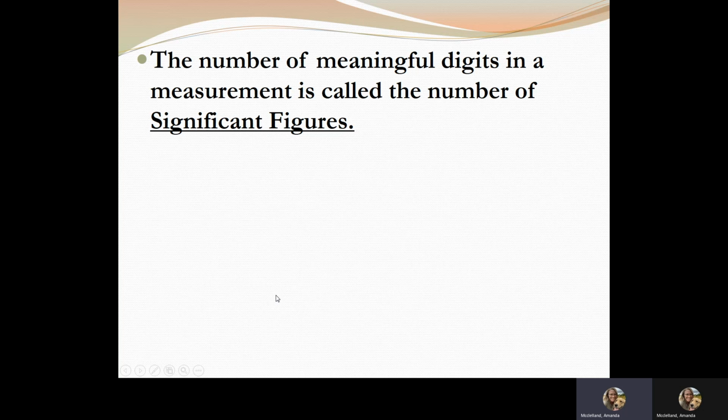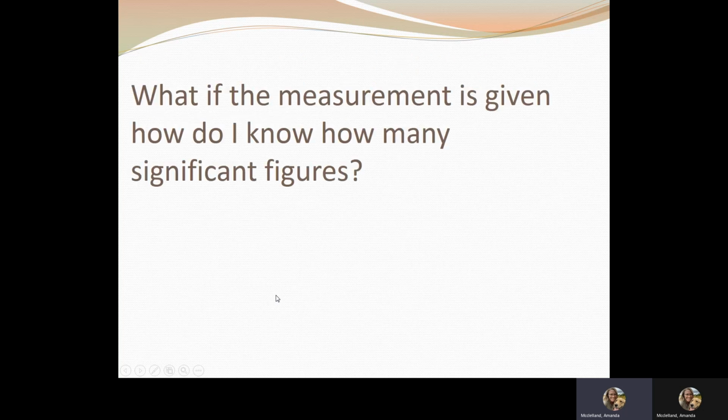Because here's the thing, I cannot report my answer more accurate than my least accurate measuring device. So that means I can't over-report the accuracy of my answer in calculations. So I want to look at significant figures. The definition of them is meaningful digits in a measurement. So how do I know how many significant figures there are?